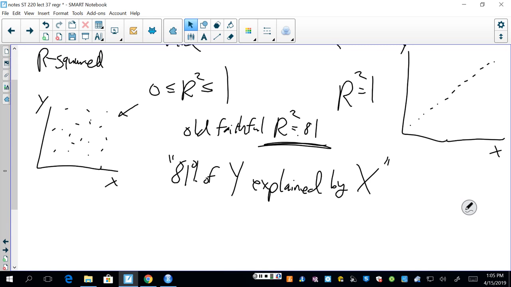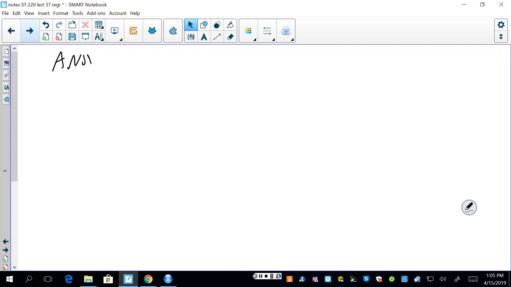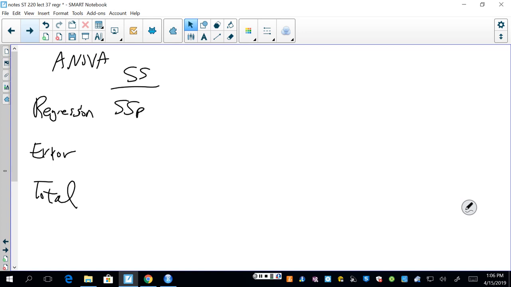And the other thing you see then is the sum of squares get put into a table. So for this, there's a regression, and there's an error, and a total. The sum of squares is the sum of squares for regression, sum of squares error, and then sum of squares total.